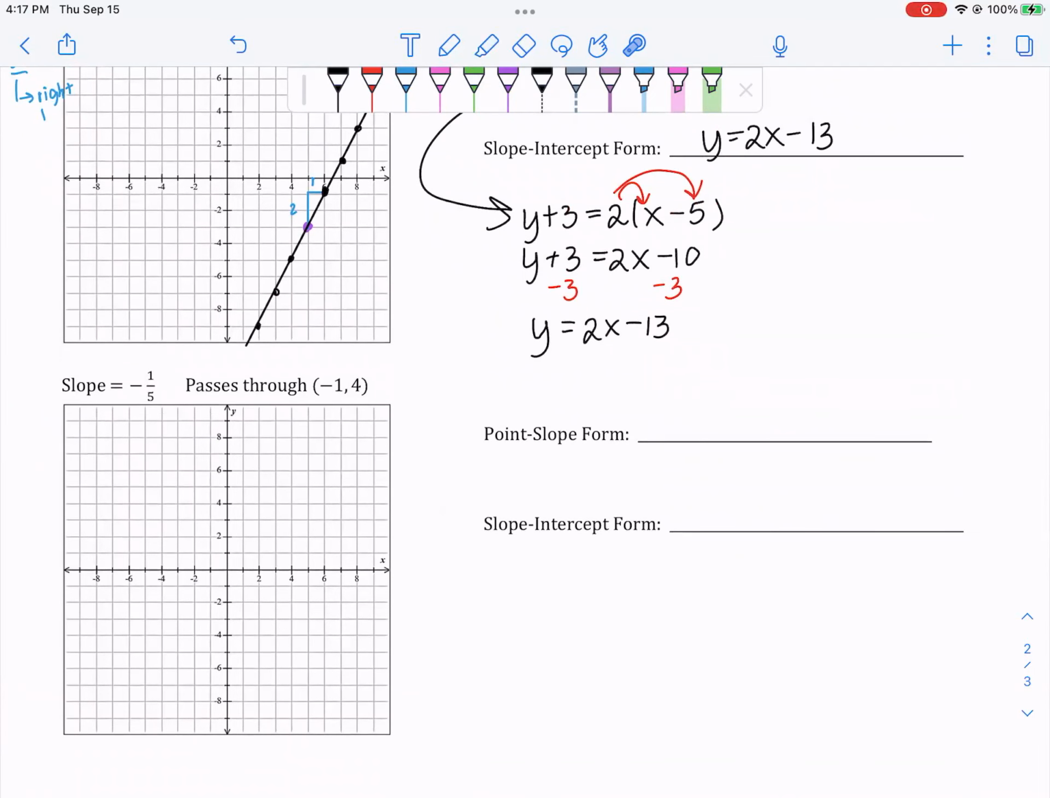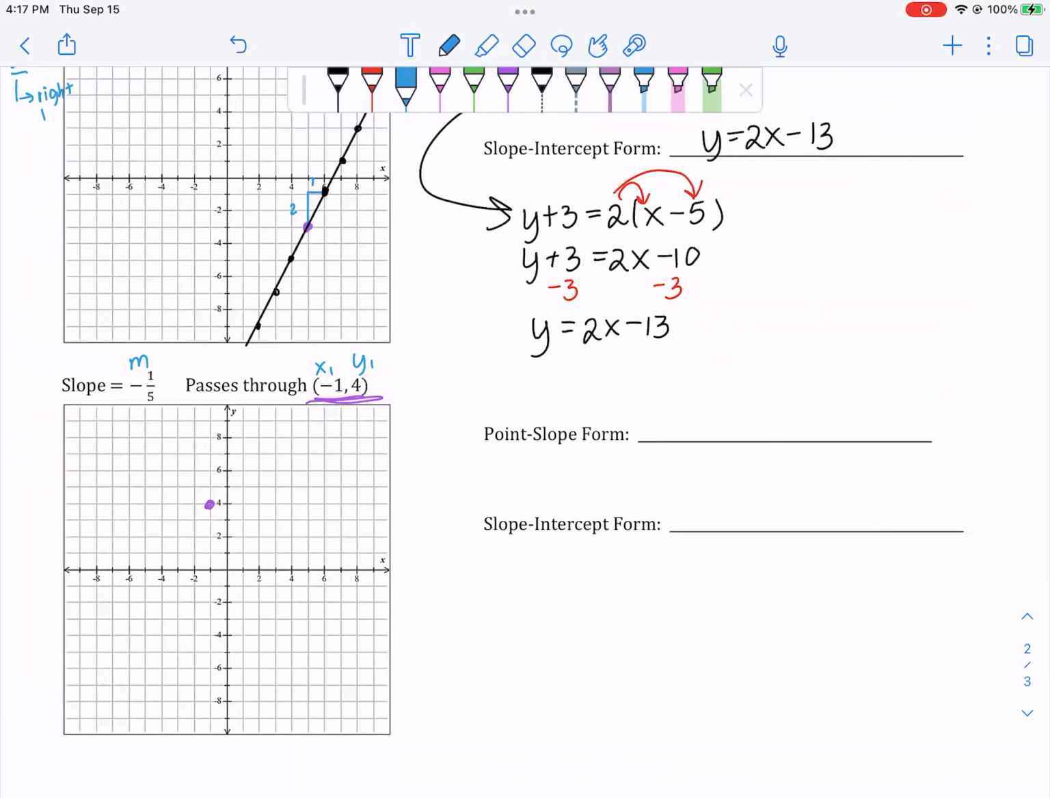All right, one more problem here. We have m, x1, y1. So this is the point (-1, 4). Starting here. Starting at this point, I'm using my slope.